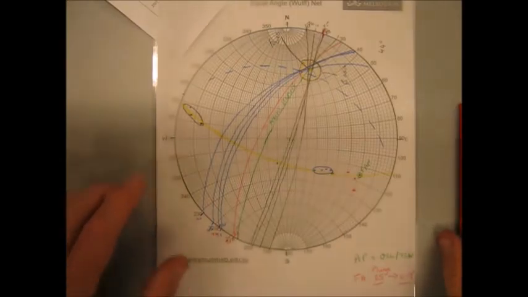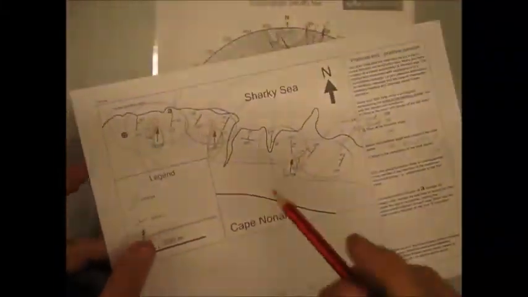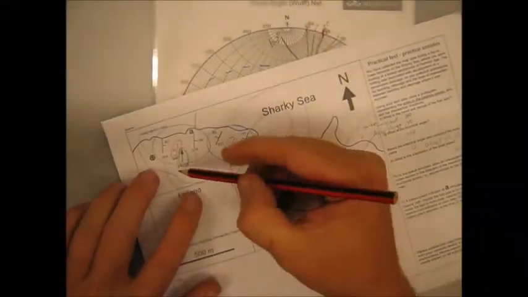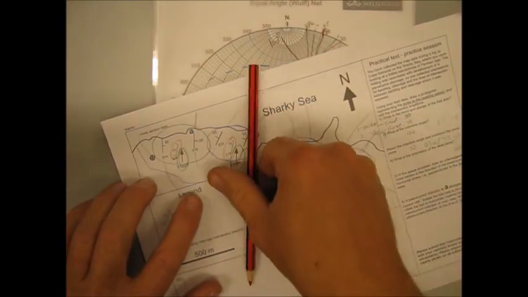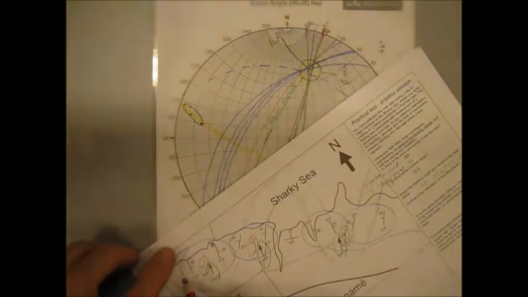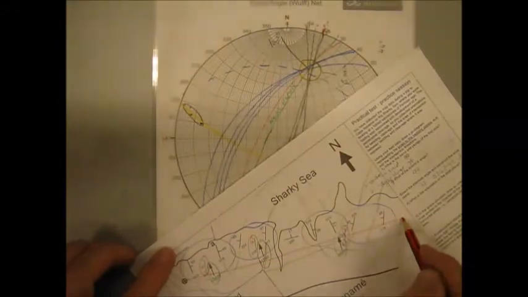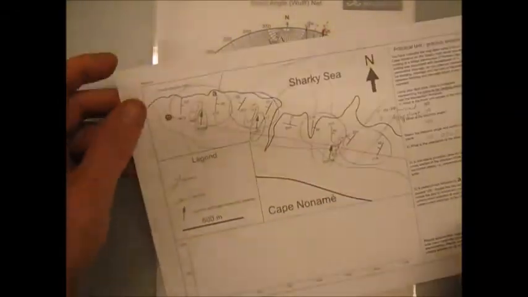So what if I've got a fold hinge that plunges towards 19 degrees? I will put in my 19 degrees approximately on here, and I will draw my cross section perpendicular to 19 degrees. So my cross section line will come through there, starting from the starting point that I've given you.